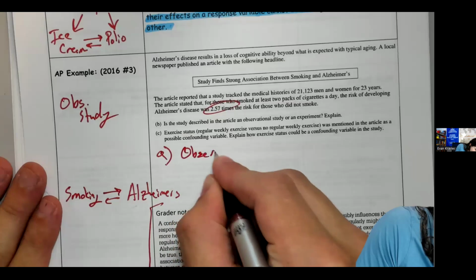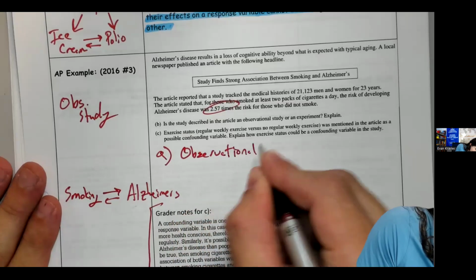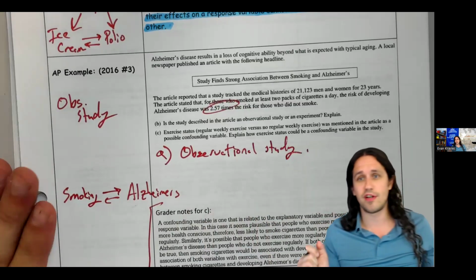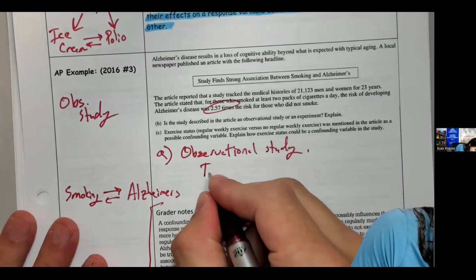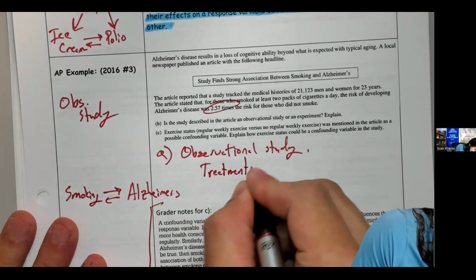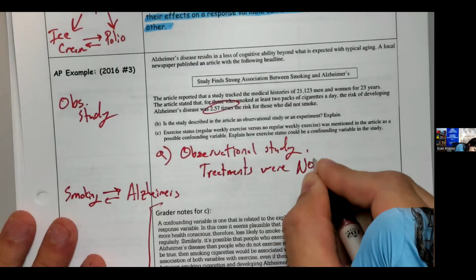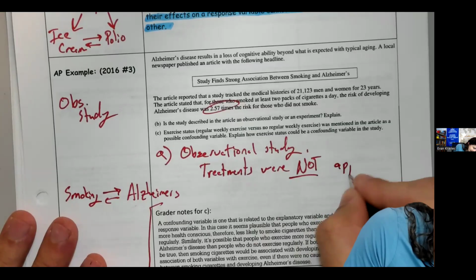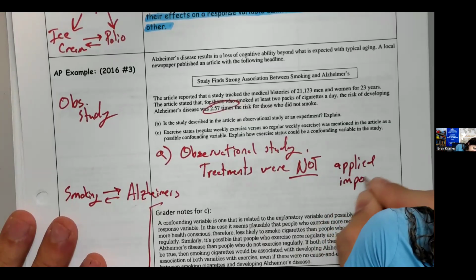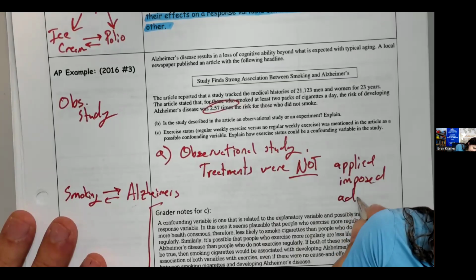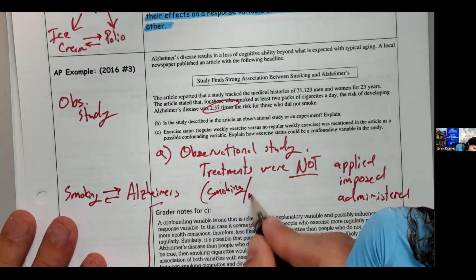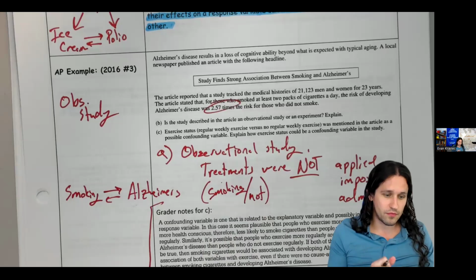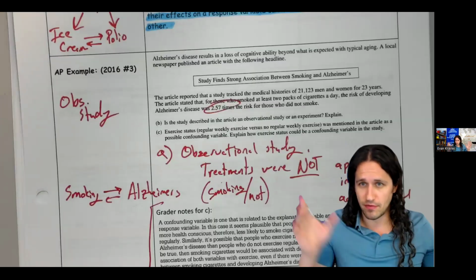It's an observational study. Why do we know it's an observational study? Because treatments were not imposed. Not could be applied, could be imposed, could be administered. And the treatments in this case would be smoking or not. And then I've skipped part B for reasons.